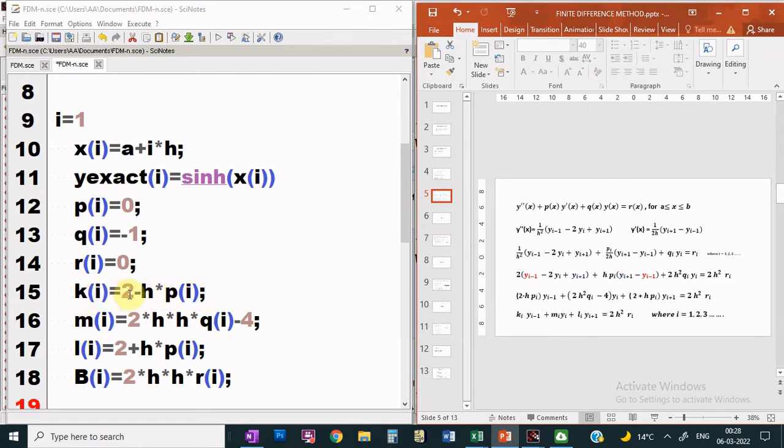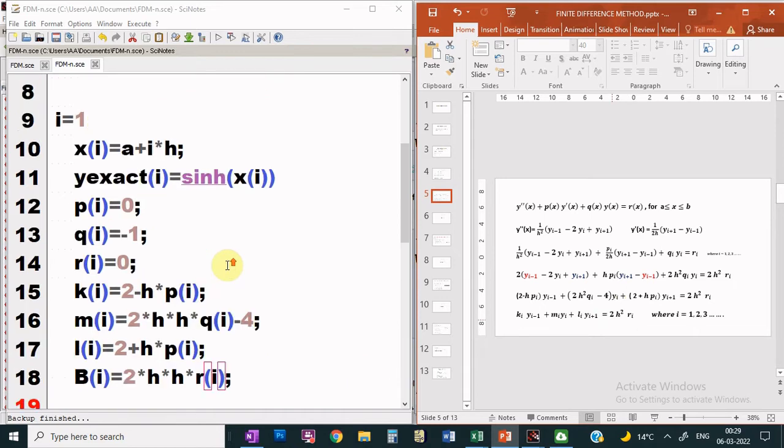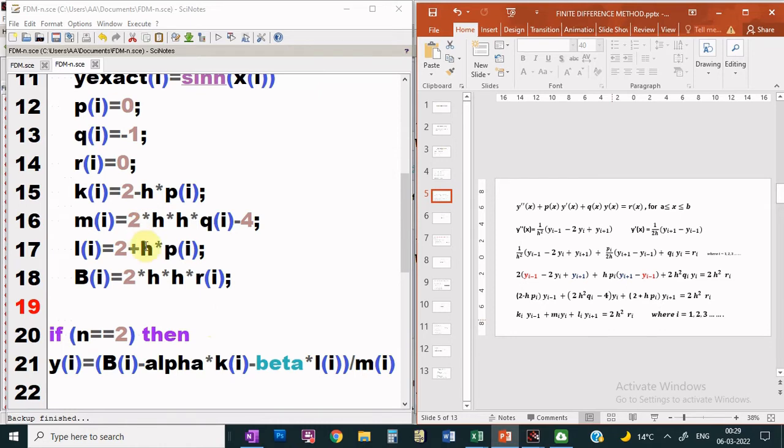So for i equal to 1, k1 will become 2 minus h p1, and m was 2h square qi minus 4. So we are using this equation over here to compute the value of m. And similarly, to compute l, we are using 2 plus h times pi. And then this 2h square times ri, we are denoting with the symbol b. So b is representing another new variable which is equal to 2h square ri. So all these values will be computed for the two intervals case when i will be 1. So for one grid point, all these values will be computed.